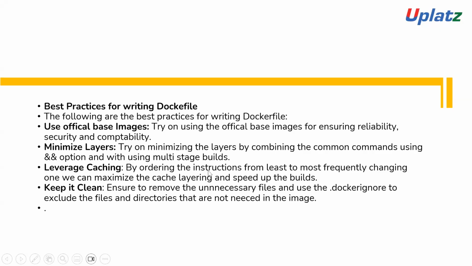Leverage caching. By ordering the instructions from the least to the most frequently changing, we can maximize the caching. It's because each line of instruction in the Dockerfile creates one separate cache layer, right? So whatever you write should be clear, because then the cache will be better. Keep it clean. Ensure you remove unnecessary files, and use the .dockerignore option we have to exclude the files and directories that are not needed for the images. Okay.